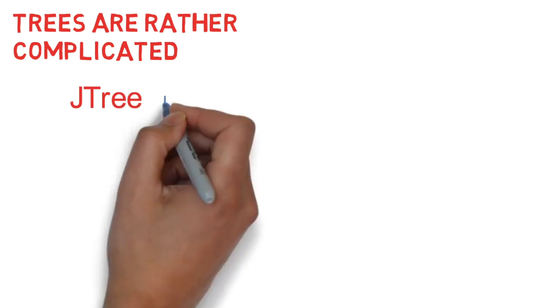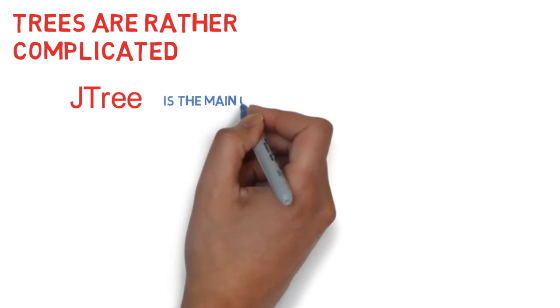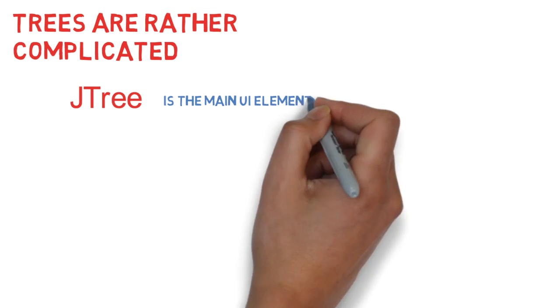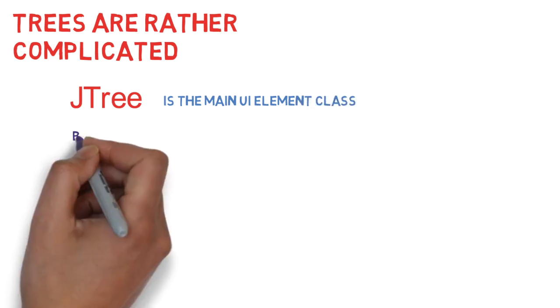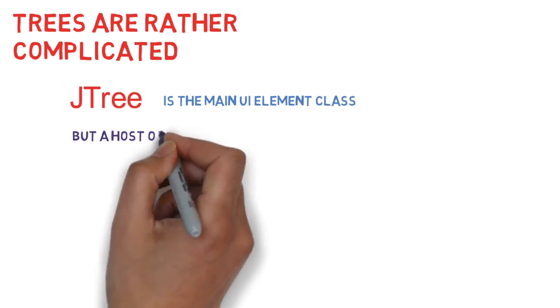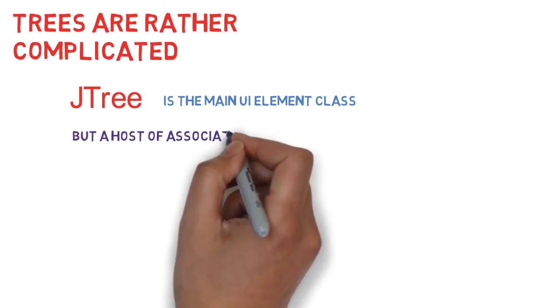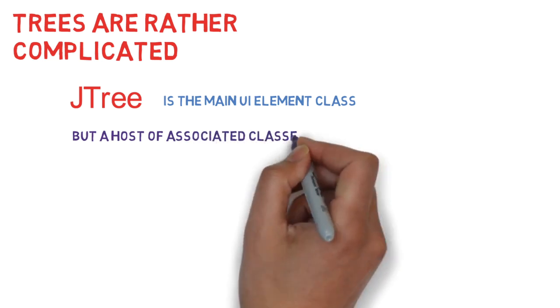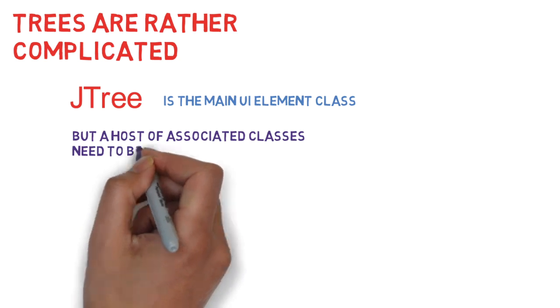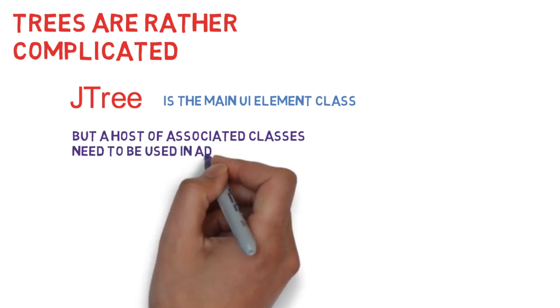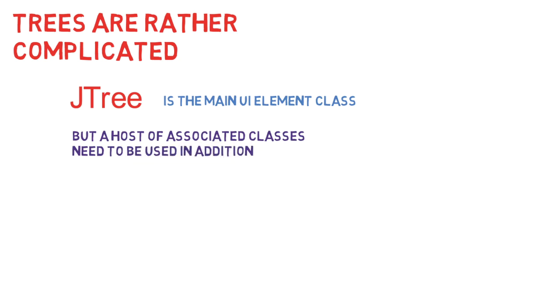The class which defines a tree is called JTree. That is the main UI element which displays the tree, displays the nodes, and you can configure it a whole bunch. But you'd never use JTree alone. JTree alone isn't enough to express all the information that goes with the tree and all the interactions that go with the tree. A host of associated classes need to be used in addition to JTree. Now, what are these associated classes?